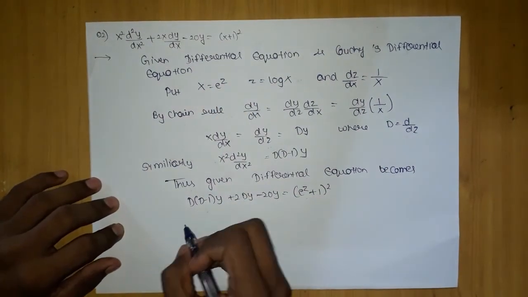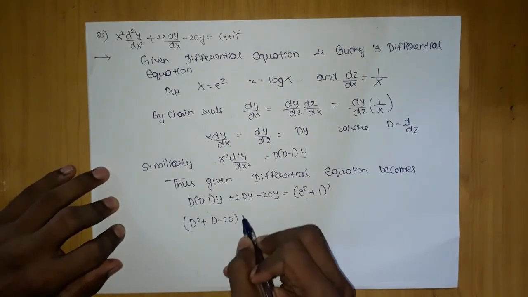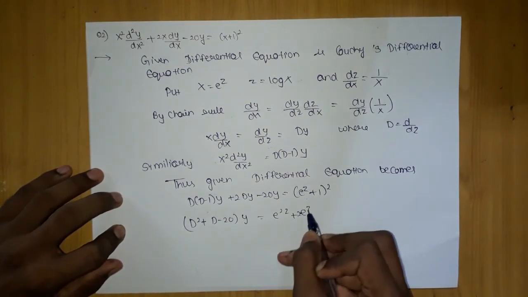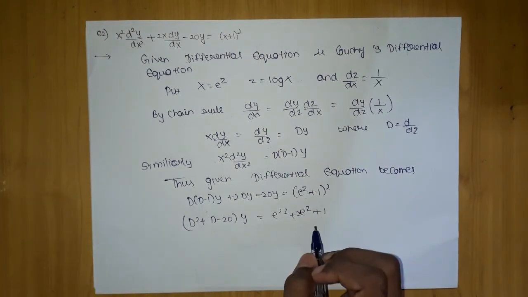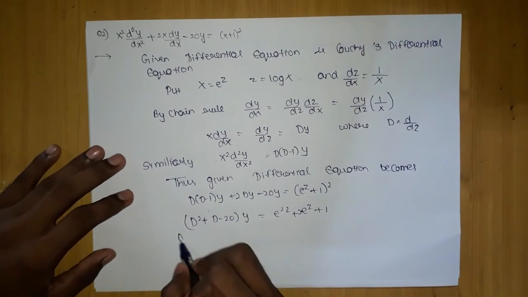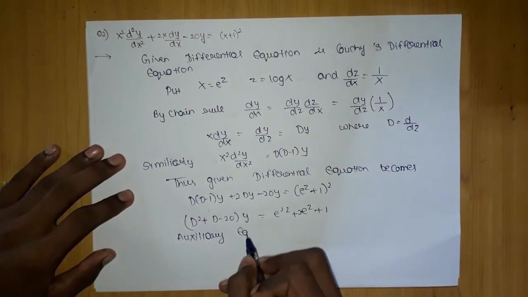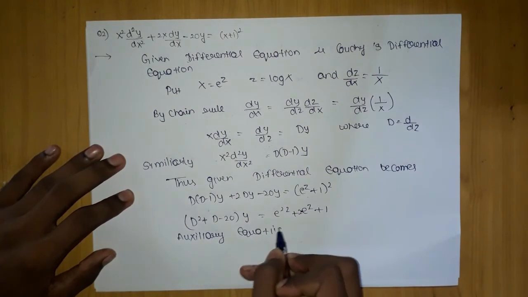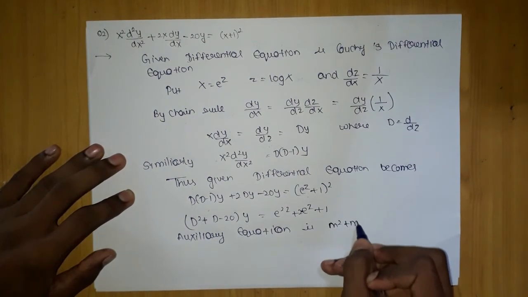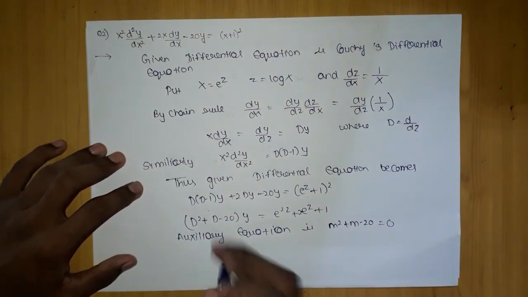If you open this, you will get your final answer as (D square plus D minus 20) into y equal to e to the power 2z plus 2 e to the power z plus 1. So this is your final answer. Now what you are going to do, write the auxiliary equation. Auxiliary equation is m square plus m minus 20 equal to 0.